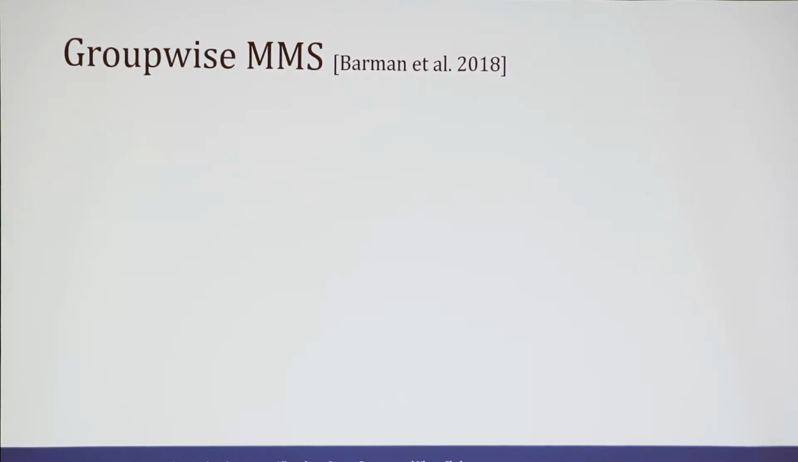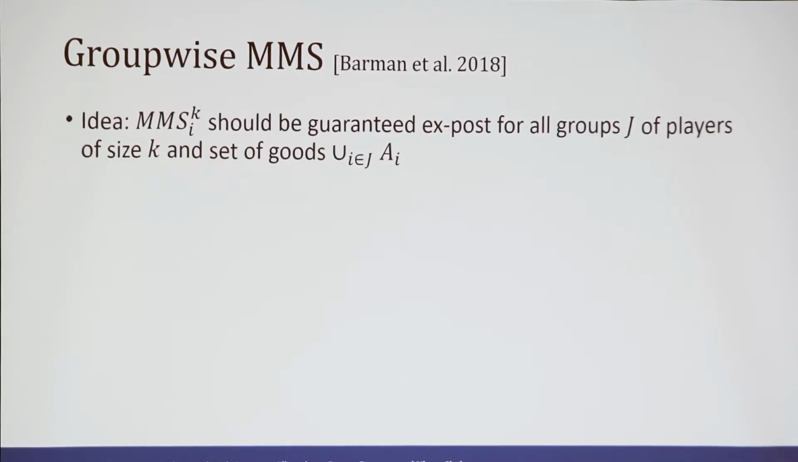And it was actually, okay, so it was then observed by Barman et al. in 2018 that sometimes you can do a lot better than the guarantee provided by the Maximin Share. And they had kind of a nice observation, which is that they want to guarantee the Maximin Share ex post. Right? And they want to guarantee it ex post with respect to all possible groups of players, when you restrict the allocation that you have to all possible groups of players.